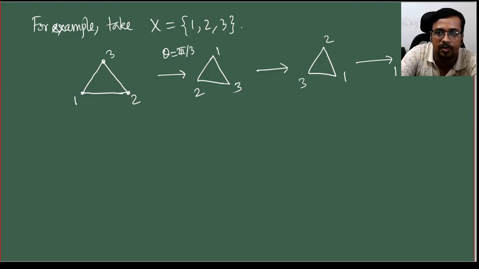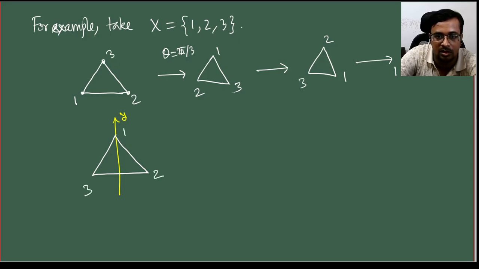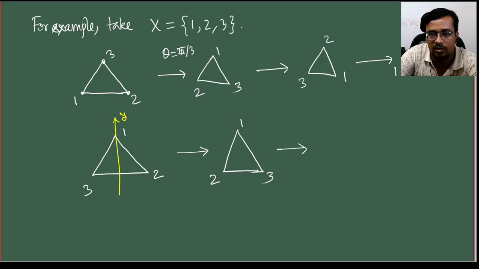So you fix a y-axis, okay, and you look at the triangle, this equilateral triangle. So label it as 1, 2, 3, something like that. If I take a reflection along the y-axis, I get this reflection. I get 2, 3, 1. Okay. So if I apply reflection once again, I get back the previous one, right?